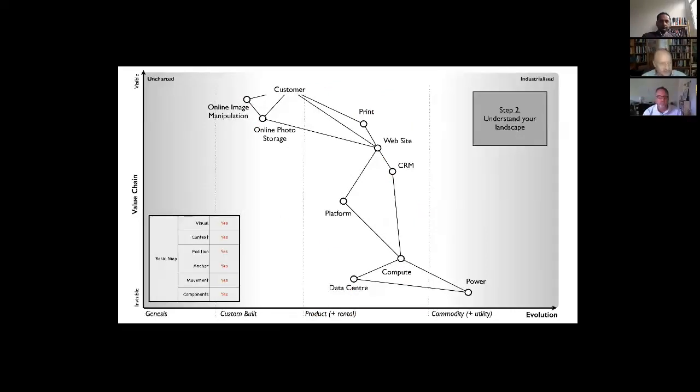So part of this process is understanding the landscape, and this is what a map looks like. It's very simple. Any map requires a couple of basic characteristics. It's got to be visual. It's got to be context specific, so the battle at hand. You need position, but that requires you to have an anchor.